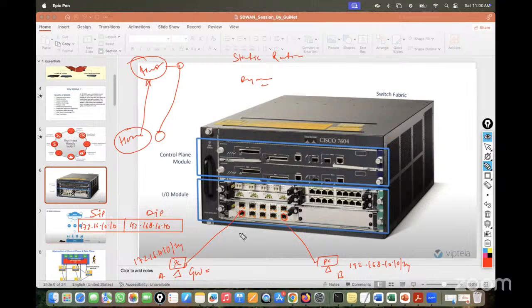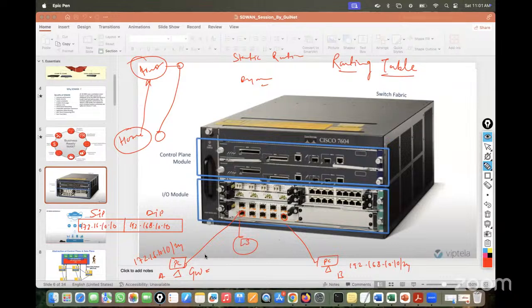Then the gateway is your L3 device, and it has all the routing information, how and where I have to reach, and that is your routing table. Make sense? So based on that routing table, finally you push your traffic from one location to another location.